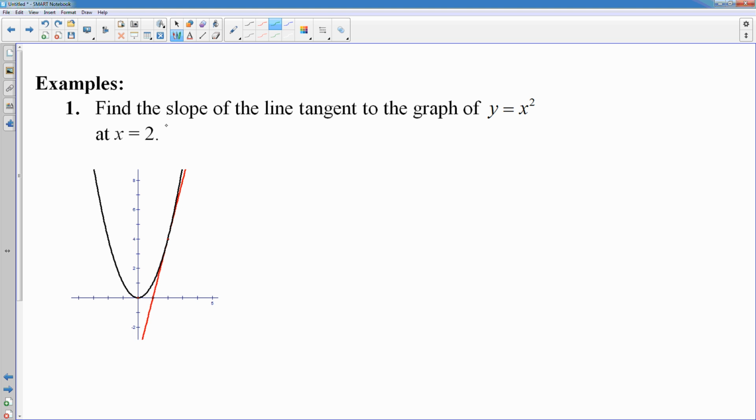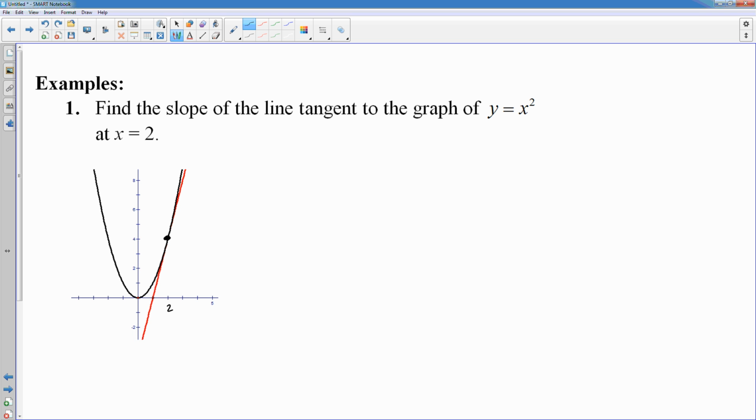So the way we're going to find a tangent line, I'm going to give you a specific example first, where I give you the graph of y equals x squared. That's our parabola. And I want the tangent at x equals 2. Well, here's x equals 2 right here. Here's the point of tangency, and I want to find the slope of this red line. I can look at it and it's pretty steep. That's a slope of maybe 4, 5, 6. It's a steep slope.